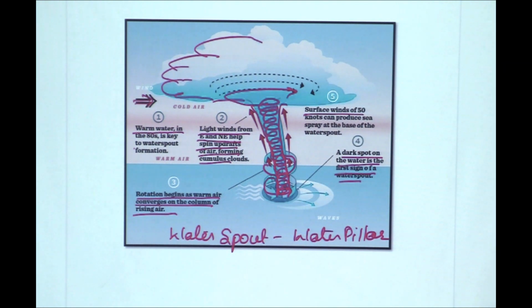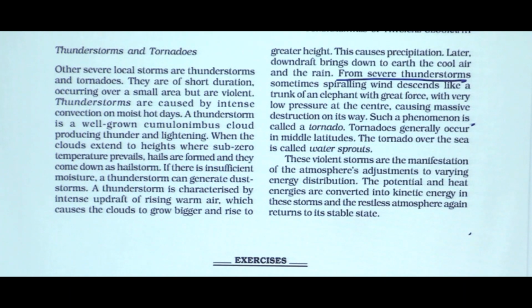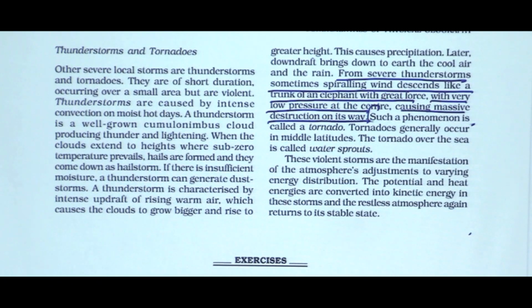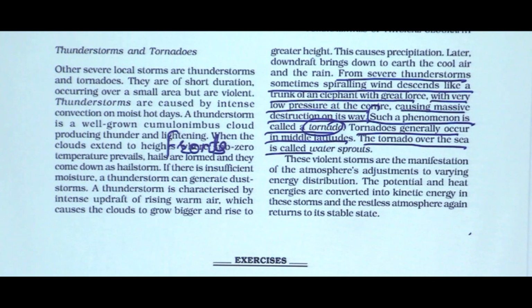Reading NCERT now. From severe thunderstorms, sometimes spiraling wind descends like a trunk of an elephant with great force, with very low pressure at the center, causing massive destruction on its way. Such phenomena is called tornado. Tornadoes generally occur in mid-latitude, because in mid-latitude will have the development of fronts. The tornado over sea is called waterspout.